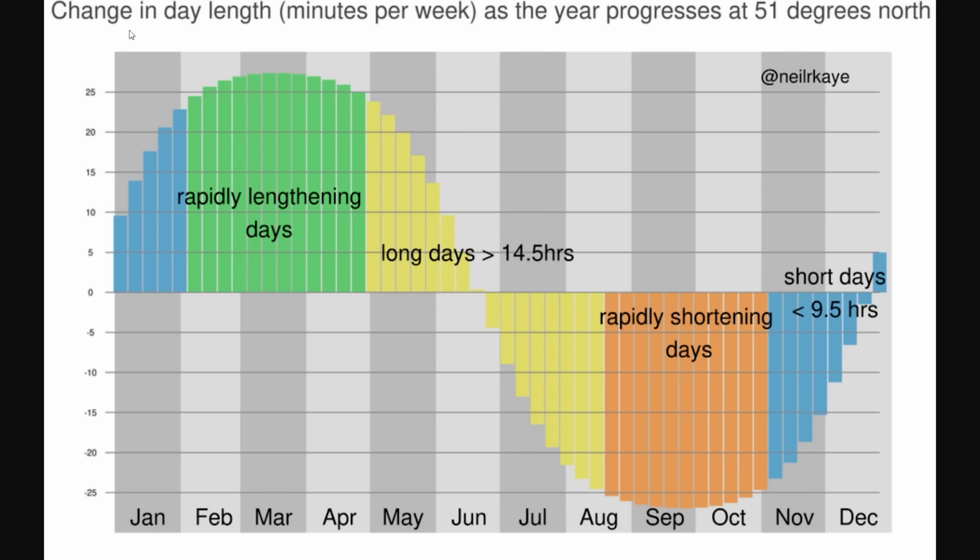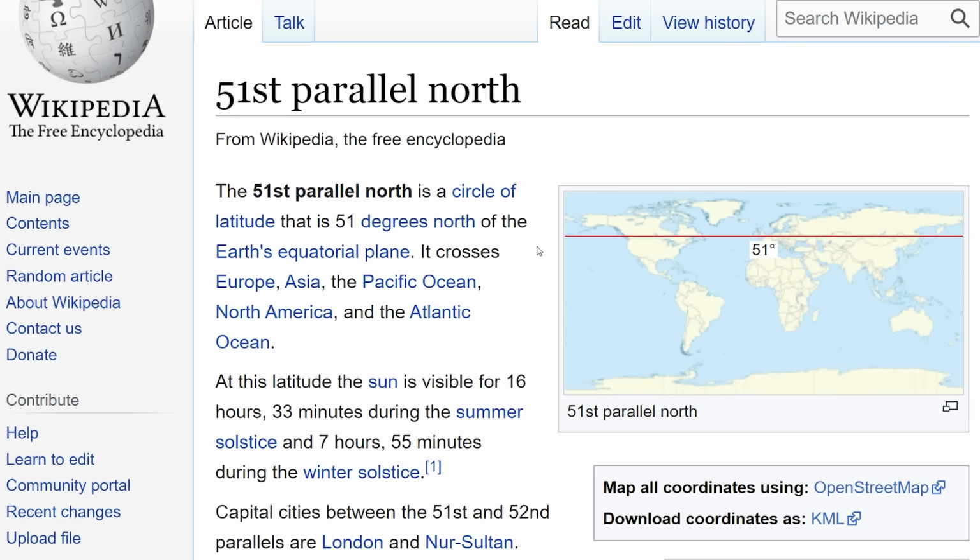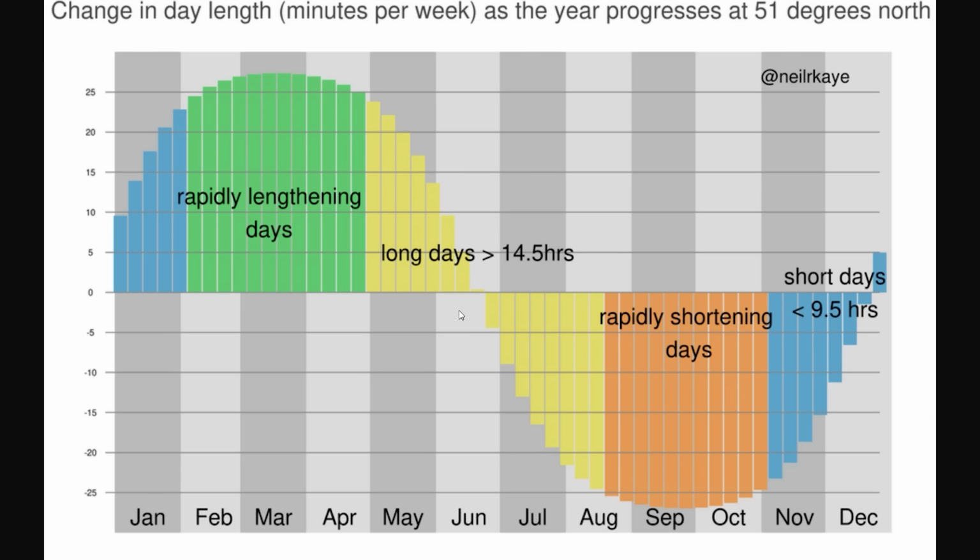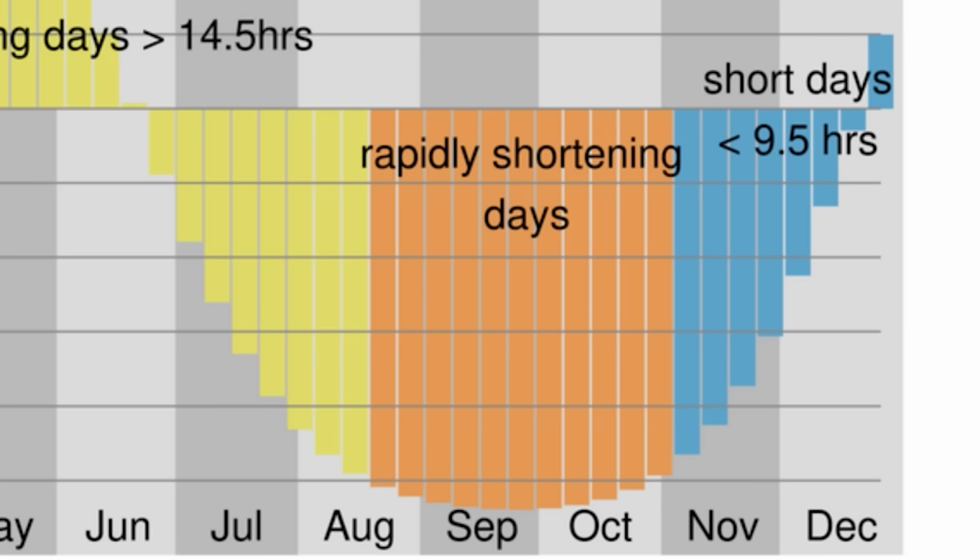Change in day length, minutes per week, as the year progresses at 51 degrees north. So the person that made this lives at 51 degrees north. I don't know where that is. Oh wow, that's above all of the US, but a lot of Europe is on this parallel. So basically at the end of June, you have the longest days, which are 14.5 hours. And then in December, you have the shortest amount of daylight, which is only 9.5.